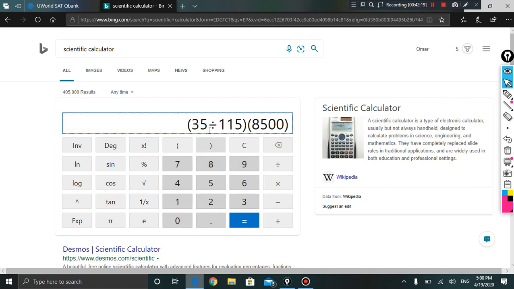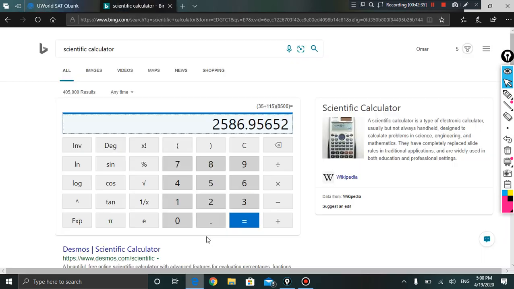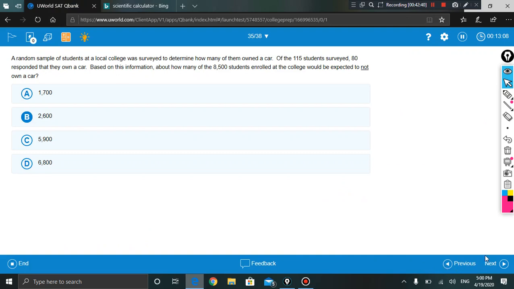So this is another way I do it. I just multiply the fraction by the total number I want to figure out. So 2587 approximately. Okay, which is approximately 2,600. Yeah, it's about 2,600. Next question.